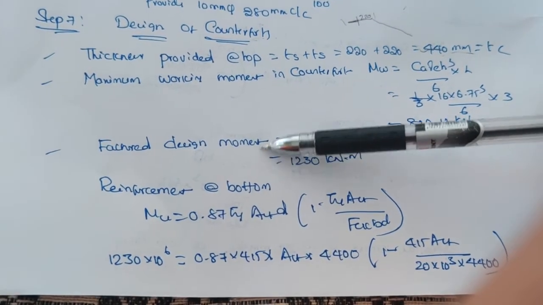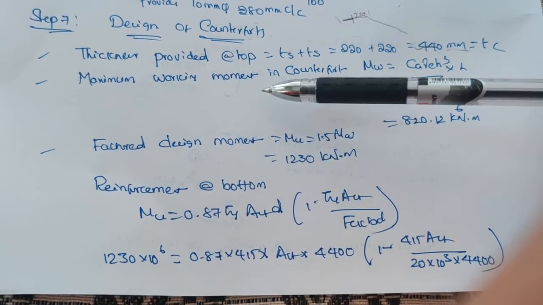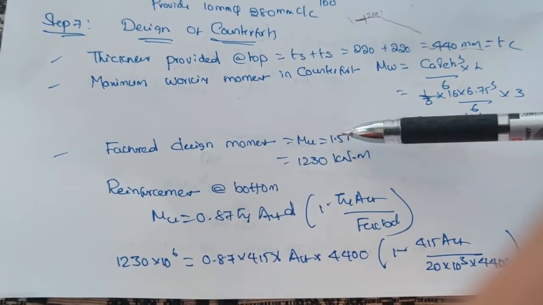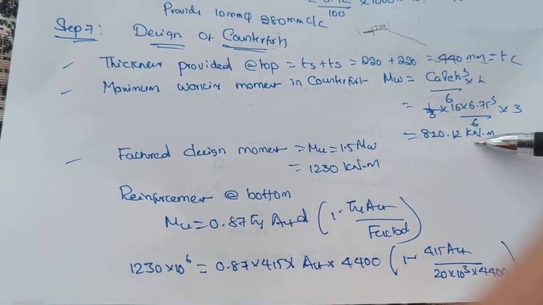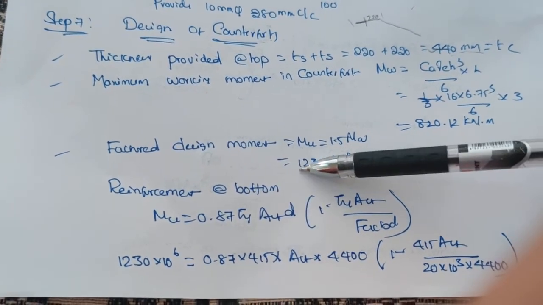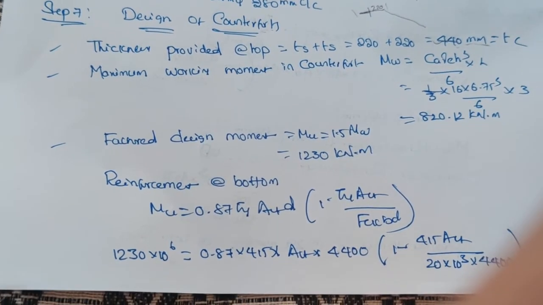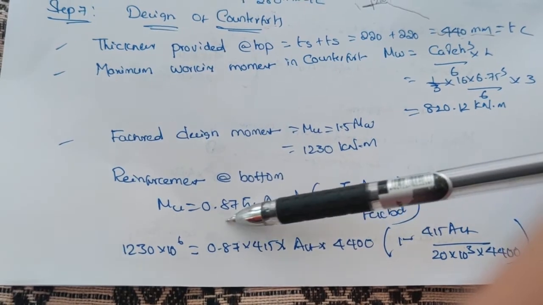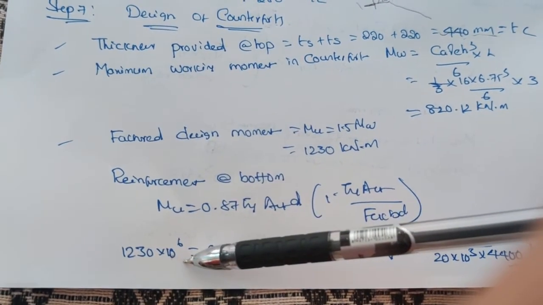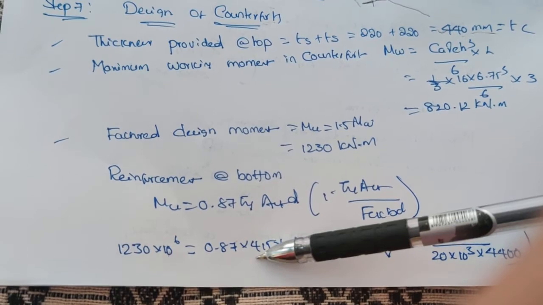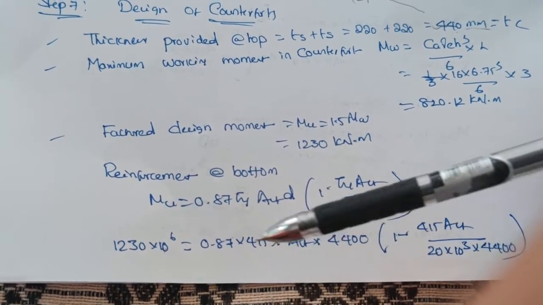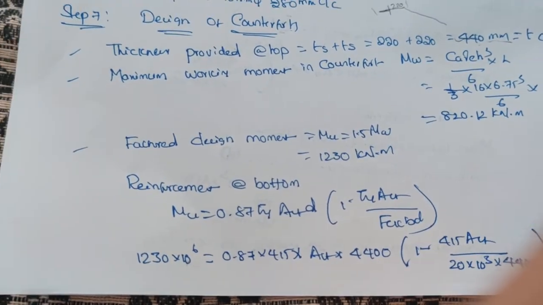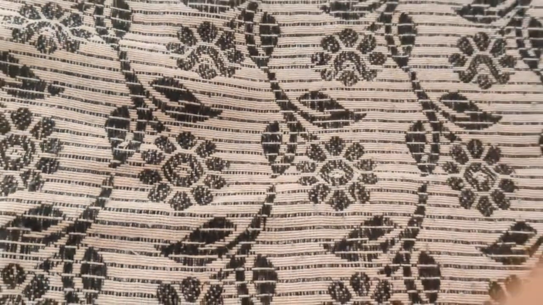So after finding this, the factored design moment is nothing but the maximum working moment multiplied by the factor of safety 1.5. After multiplying 1.5 into 820.12, you will get nearly 1230 kilonewton meter. So as usual, same procedure. When you want the main reinforcement, you substitute this formula as the ultimate moment: 1230 into 10 power 6 is equal to 0.87 Fy 415 small d overall depth. When you substitute all the values, you will get the AST here.